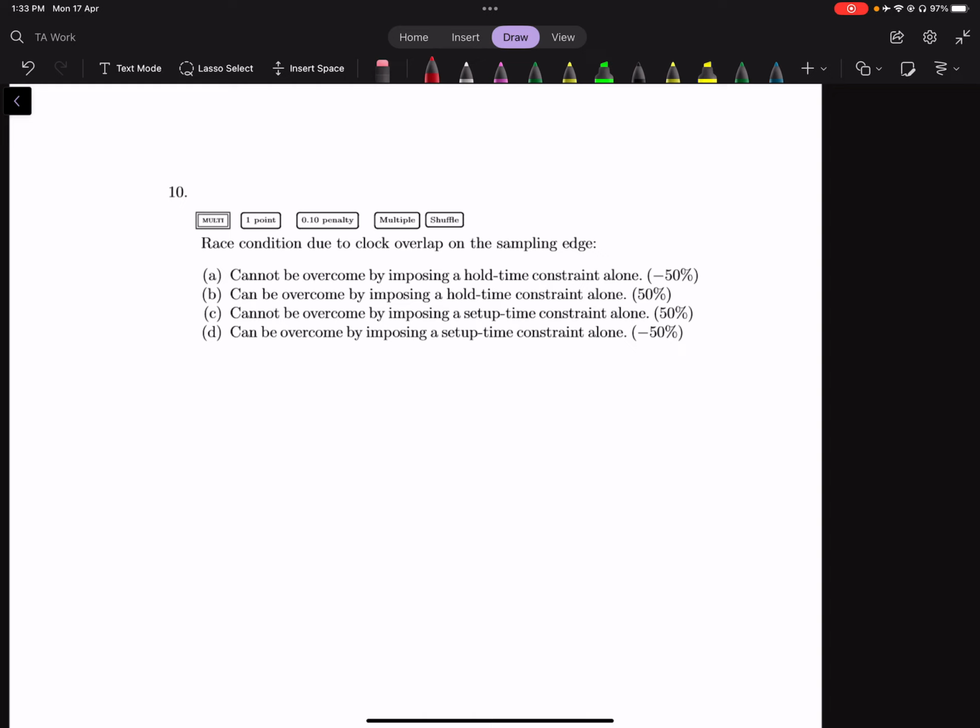Cannot be overcome by imposing a setup time constraint. That is true, but there is no point in imposing a setup time constraint. So it's only going to be helped by imposing a hold time constraint, and so the answers are B and C.